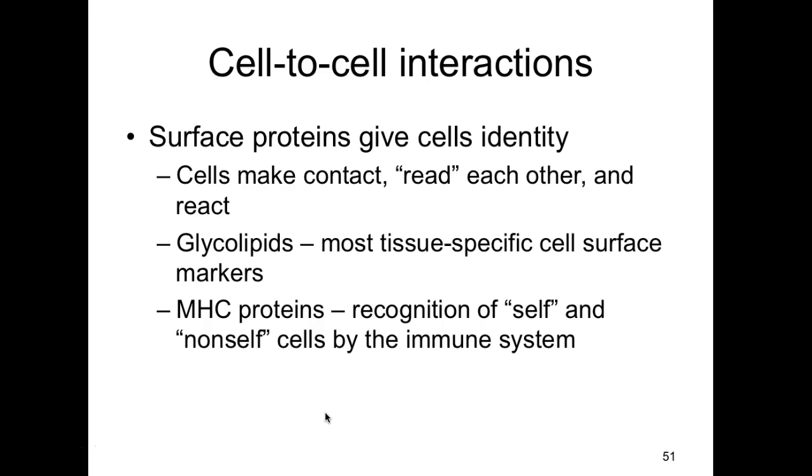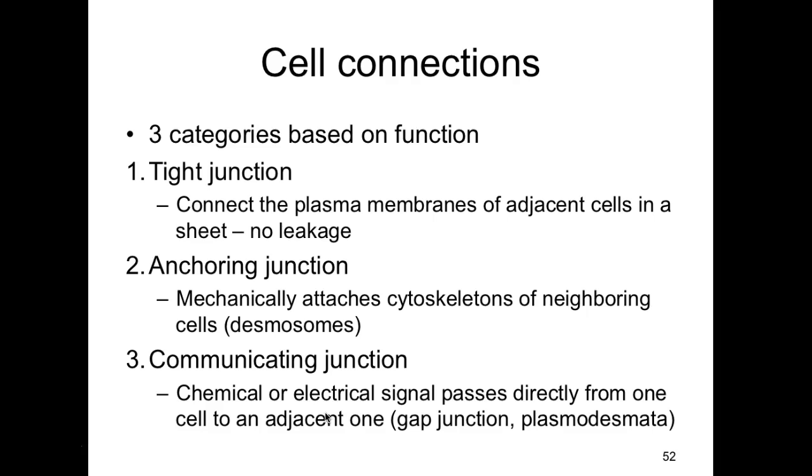We also have things that do cell-to-cell interactions. Cell-to-cell interactions are going to play a role in cell recognition, cell communication, and how cells are going to adhere to each other. So cells make contact and can read each other and react. Glycolipids are cell-to-cell interactions. Most are tissue-specific cell surface markers. You also have MHC proteins that are going to serve as recognition of self and non-self cells by the immune system. That will play a role in whether a cell should defend itself or not.